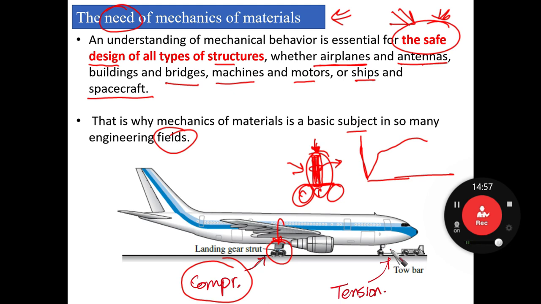In a similar fashion, we can look at the tow bar here. This tow bar is under tension. So if there is a small car towing this aircraft, this tow bar is going to be under tension. We need to design it to be safe and not exceed the limit state that we are designing for. So this means that mechanics of materials is a very important branch of science that we need to take care of, and this is actually the main subject of our course.